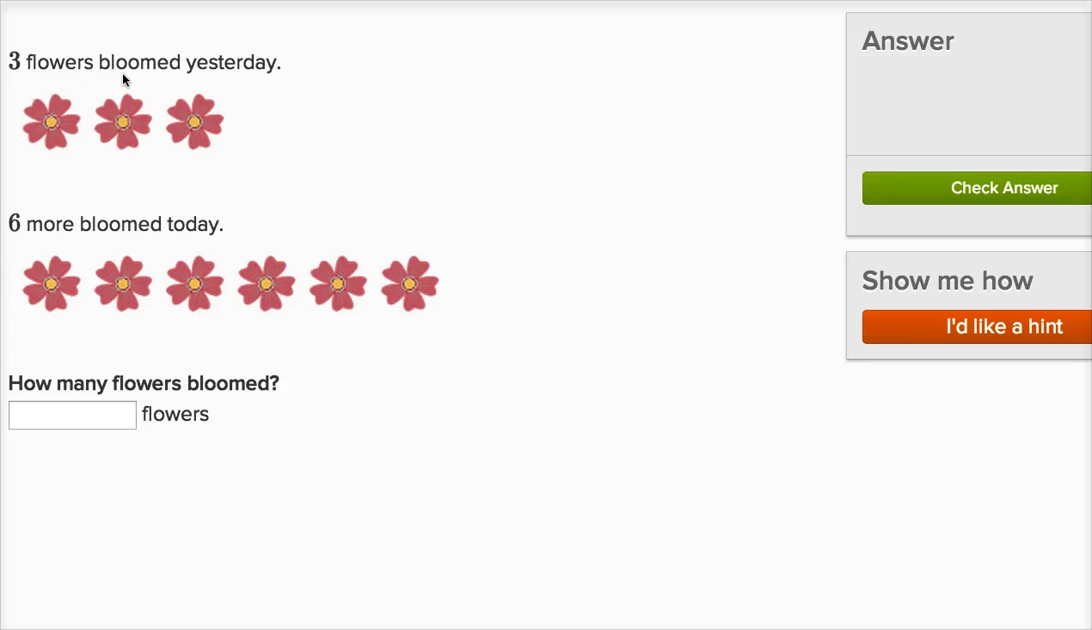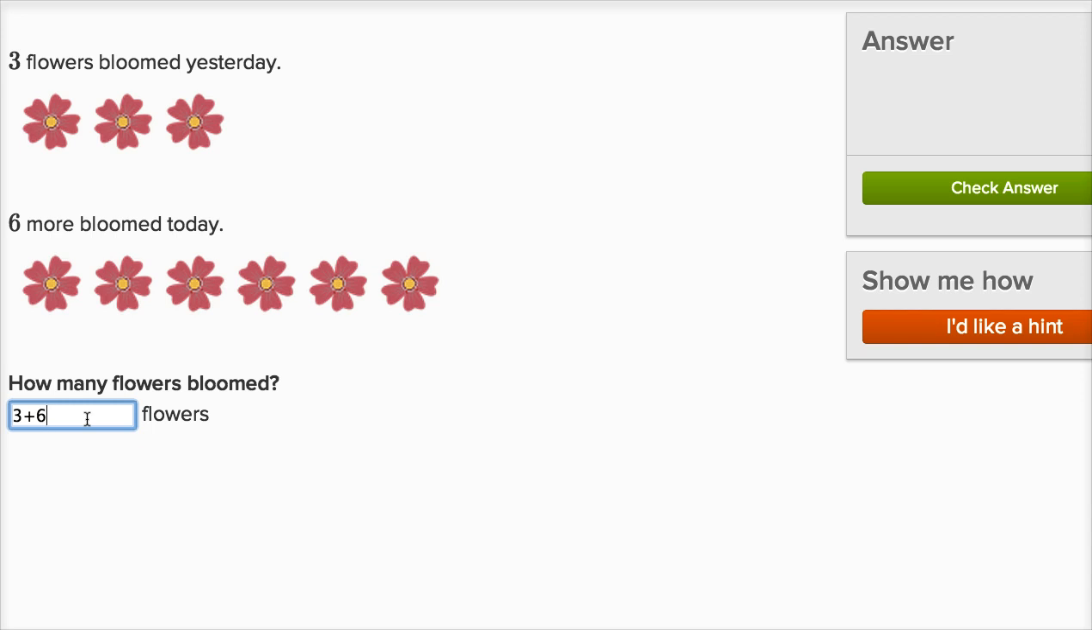Three flowers bloomed yesterday, and they draw the flowers. One, two, three. Six more bloom today. One, two, three, four, five, six. How many flowers bloomed? Well, three yesterday, six more today. So you're going to have the three from yesterday plus the six more today. Well, what's 3 plus 6 equal to?